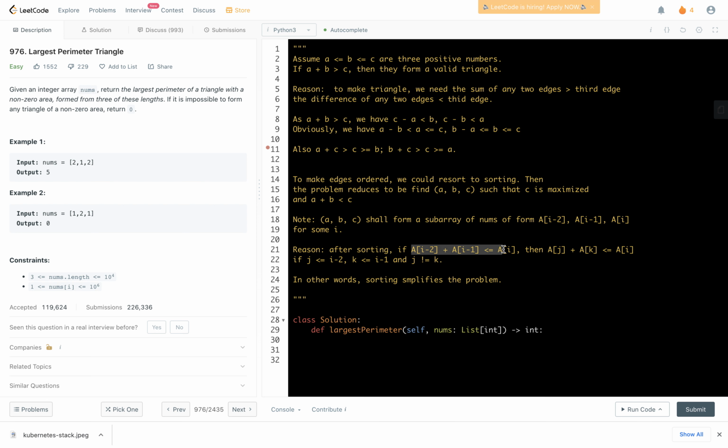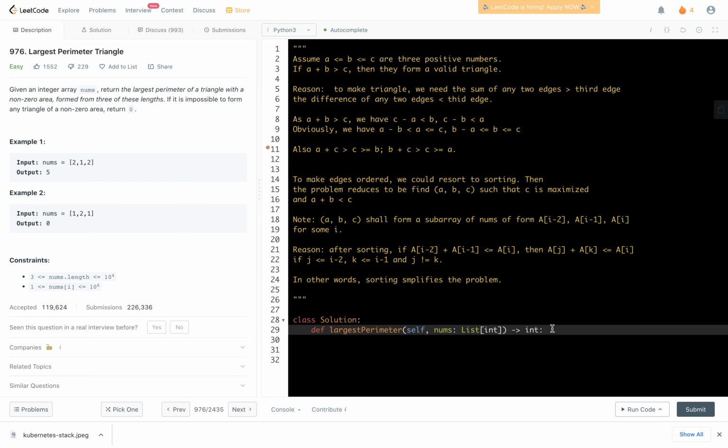If the condition we are going to check is not valid, then for the former indices it is for sure not valid, because the smaller the index, the smaller the number. In mathematics, A[j] plus A[k] is less than or equal to A[i], for j and k less than or equal to i, and j not equal to k. In other words, sorting simplifies the problem here.